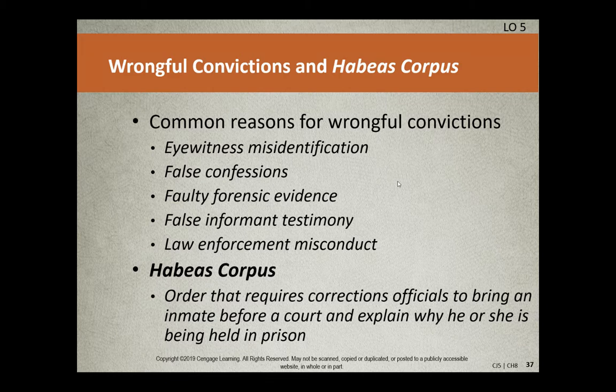So even after the appeals process is exhausted, it says a convict in my notes. I don't know that I like that term, but a defendant who has been convicted may have access to a procedure known as habeas corpus. This stands for "you have the body" in Latin. It is a judicial order that commands a corrections official to bring a prisoner before a federal court so the court can hear the convict's claim that he or she is being held illegally.